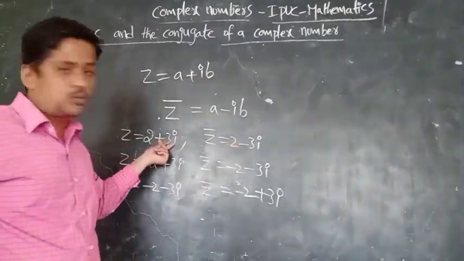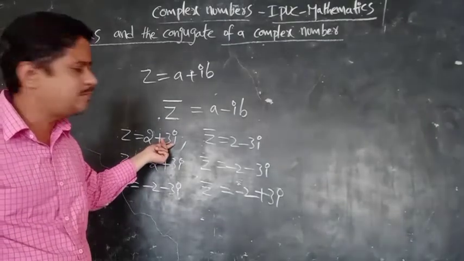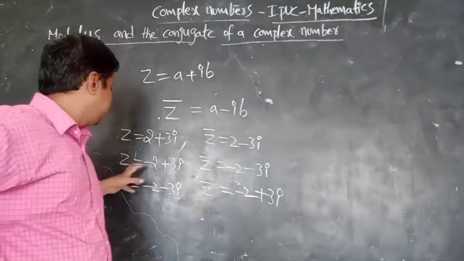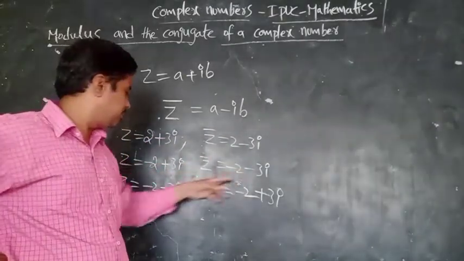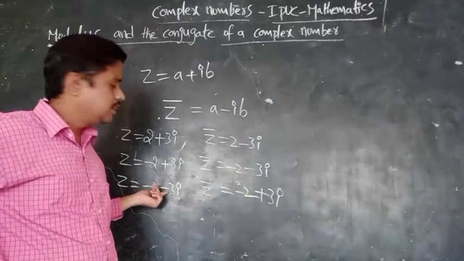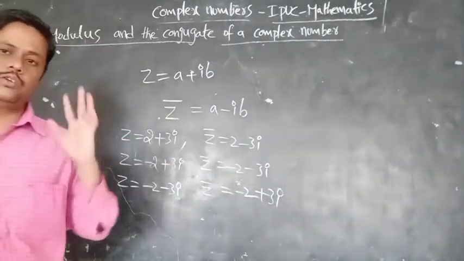If the coefficient of i, otherwise the imaginary part, is positive in z, I have to make it negative in z bar. If it is negative in the imaginary part, I have to make it positive in z bar. Keep this in your mind.